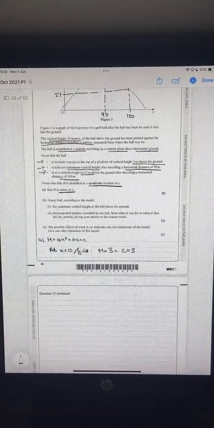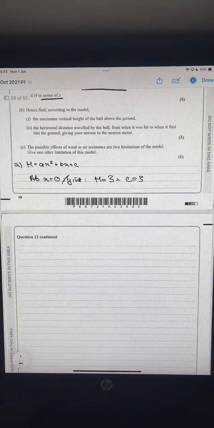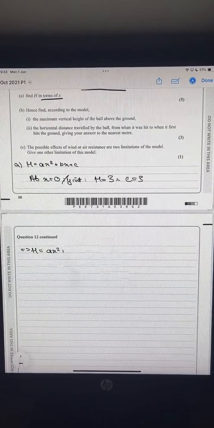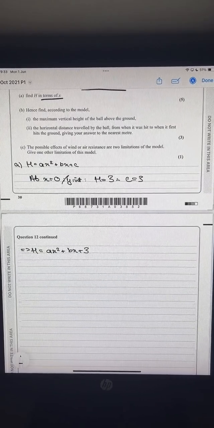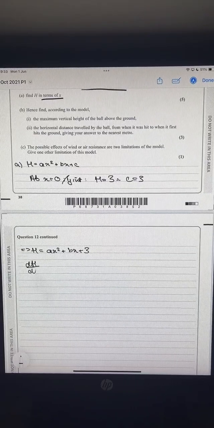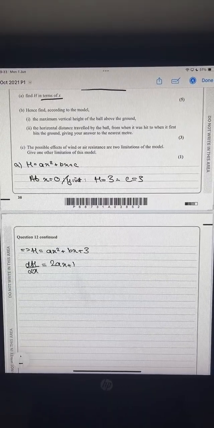So from this, just write in the form ax squared plus bx plus c, and then differentiate. So then we get h is equal to ax squared plus bx plus 3. Then from this, we can differentiate, so we get dh by dx is equal to 2ax plus b.